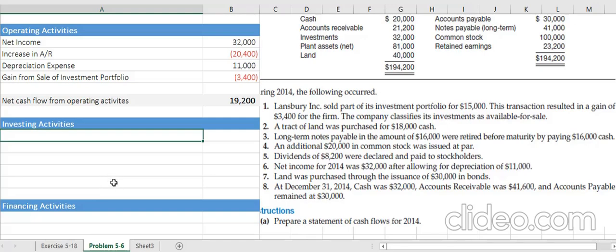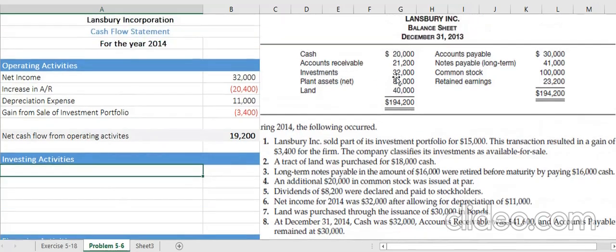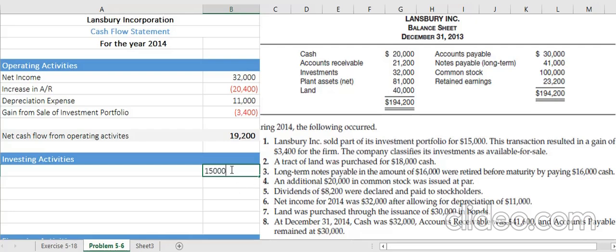Okay, so investing activities. Now inside investing activities, if you remember, we account for the long-lived assets, if we have any. So first, investments, $32,000. This is a long-lived asset. So at the start of the year, we had investments of $32,000. Out of this $32,000, if you remember, in our first information, it was said that we sold a part of the investment portfolio for $15,000. It means we received $15,000 because we sold investment portfolio. So if I'm receiving money, there will be a plus $15,000.